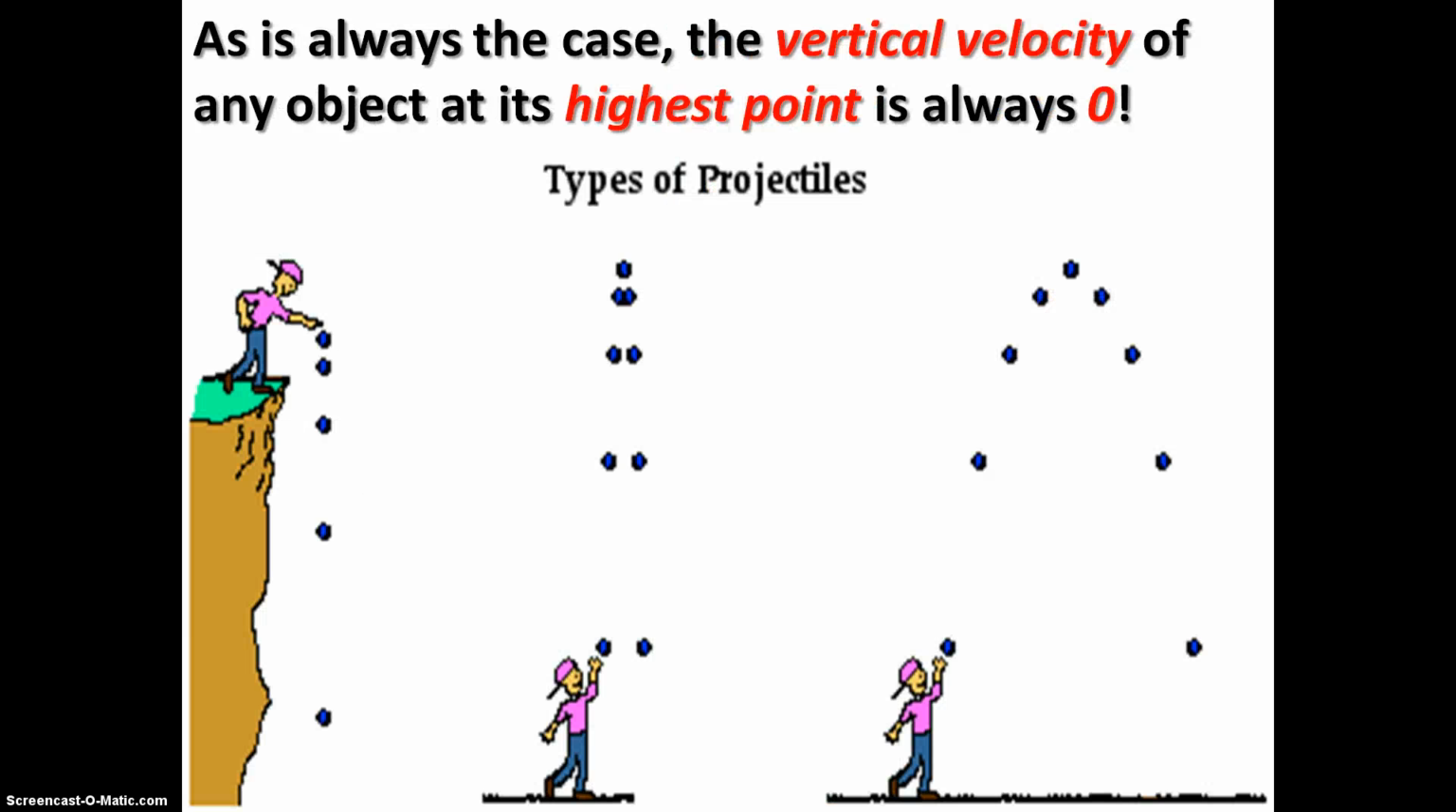As is always the case, the vertical velocity of any object at its highest point is always going to be 0. We've talked about that over and over again, that anytime something changes direction, it's going from a positive velocity to a negative velocity, or a negative velocity to a positive velocity, and so its velocity has to be 0, which means, again, at the highest point, anything's velocity is always 0.